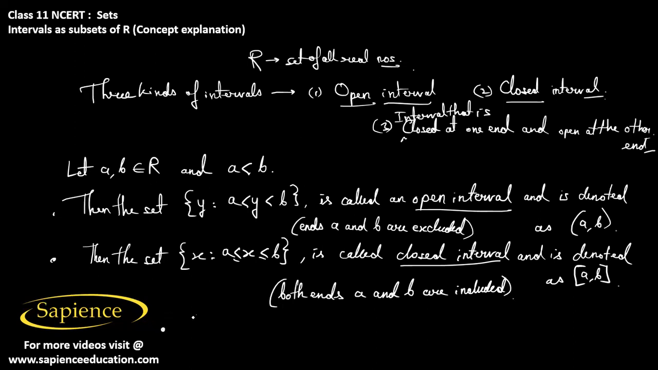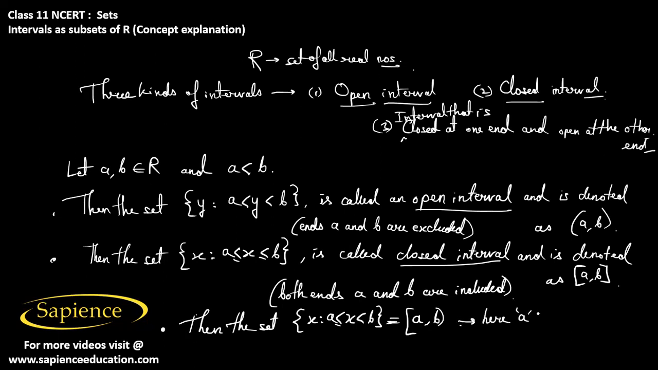Then the set which contains all those X, where X is greater than or equal to A and less than B, is an interval from A to B that includes A but excludes B. So this can be written as [A, B), where A is closed and B is open. The end A is included, but the end B is excluded.